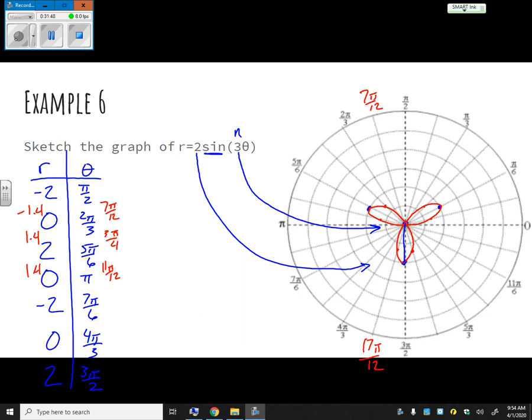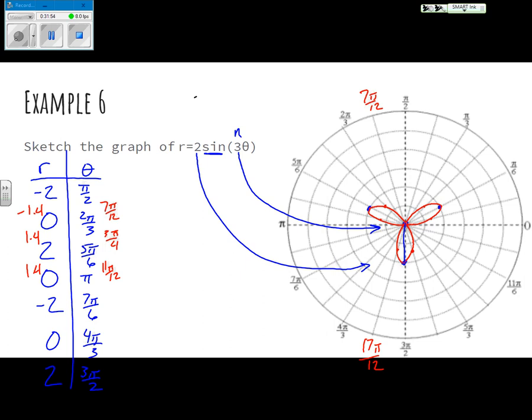It did the same thing on the circle, which a circle would just be like 2 sine theta, right? 2 sine theta. Well, that's the same as 2 sine 1 theta. It's a flower with only 1 petal. We just called it a circle.